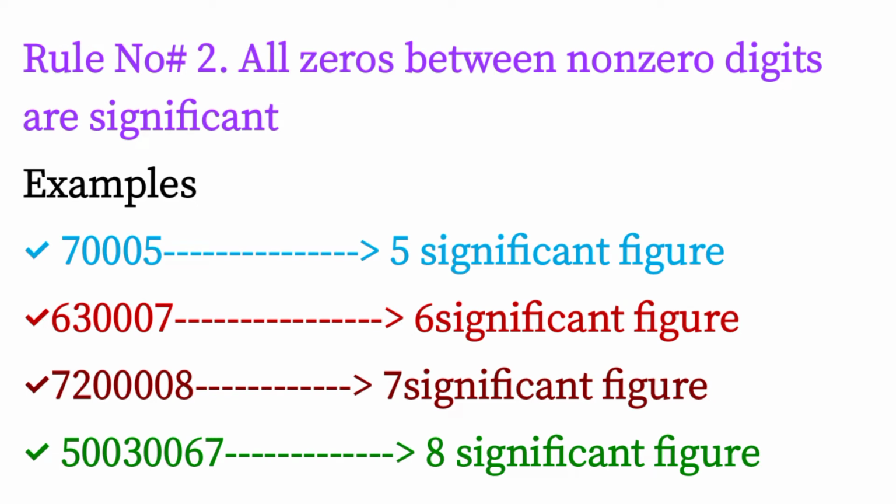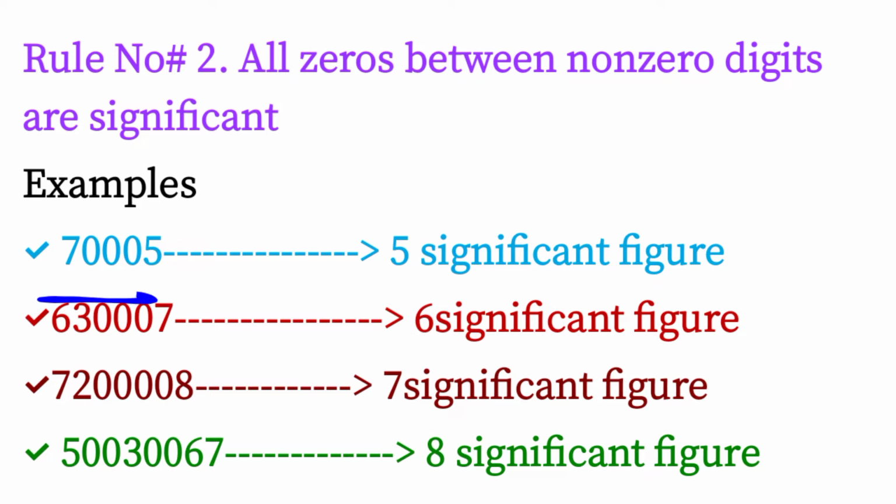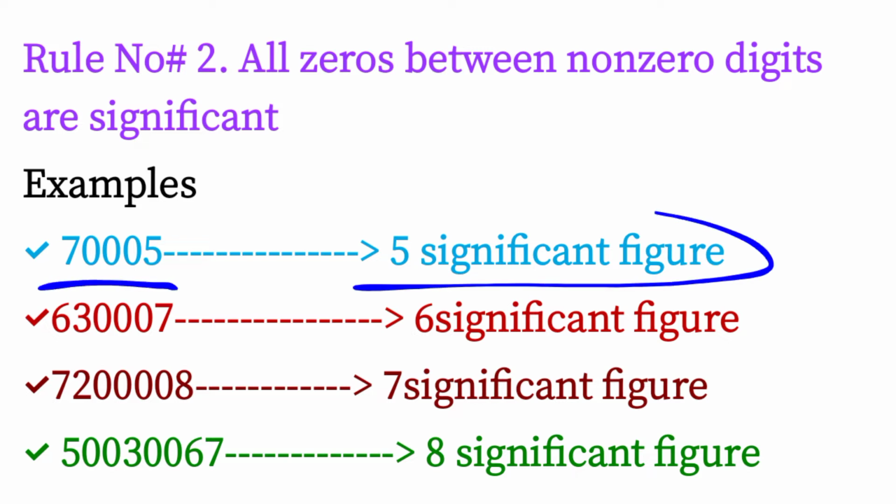Rule number 2 says all zeros between non-zero digits are significant. Put this in mind. All the zeros that are between non-zero digits are called significant. Example, 7 is a non-zero digit, and I've got zeros in the middle of 7, 3 zeros and 5. So these 3 zeros are significant, are important, and should be counted together. So if we ask how many significant figures we have, we count all the numbers, which is going to give us 5.